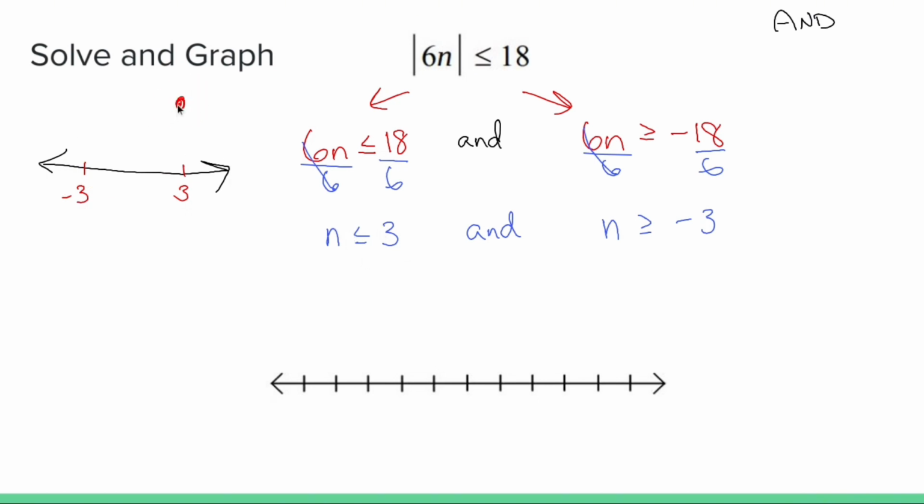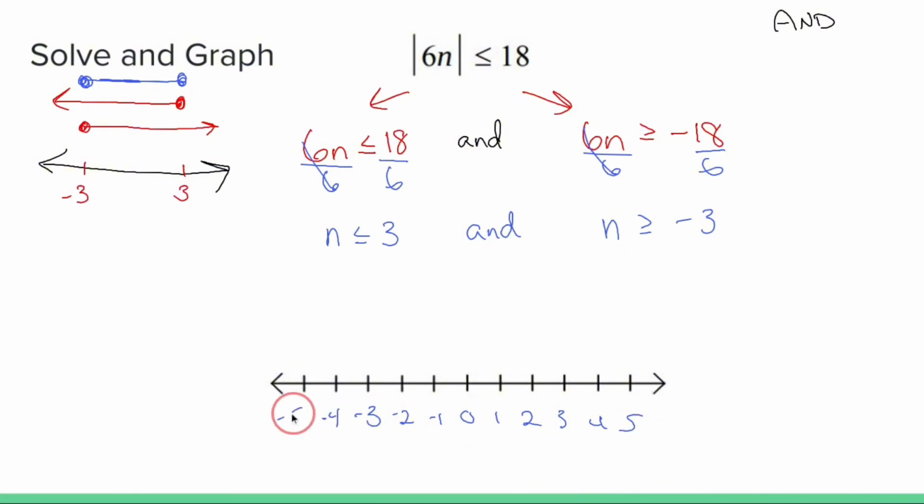Put a dot on 3, fill it in. Put a dot on -3 and fill that in. Where these guys overlap completely is between -3 and +3 and everything in between. So that's going to be what my final graph looks like. So we'll put -3 here, -2, -1, 0, 1, 2, 3, 4, 5, -4, -5.